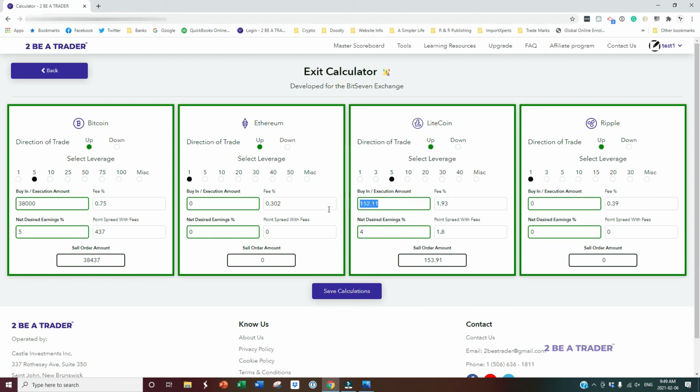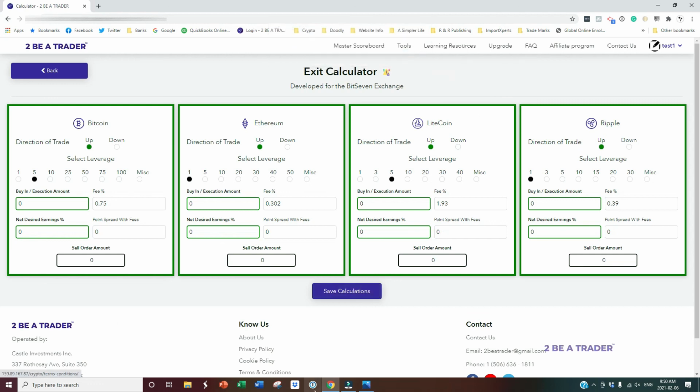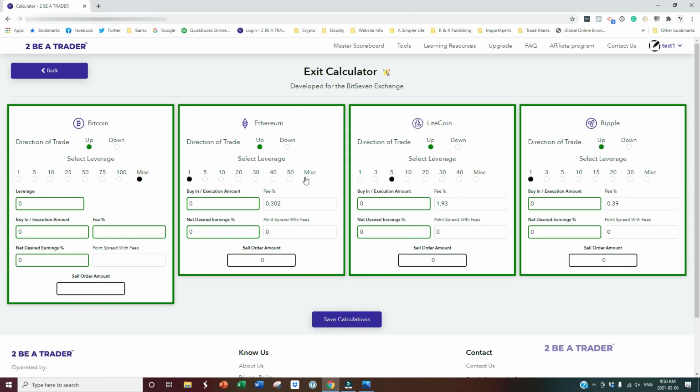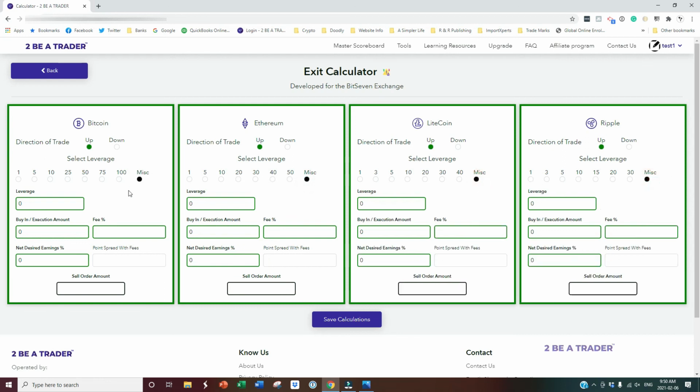If I want a clean slate, then I would put in zeros, and I would save. And now I have a clean slate. That's basically how your exit calculator will work. You will notice that there is a miscellaneous on each of these coins, and we will visit the miscellaneous leverage in a separate video. Thank you for watching, and we'll see you in the next video.